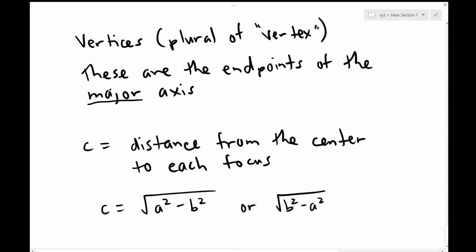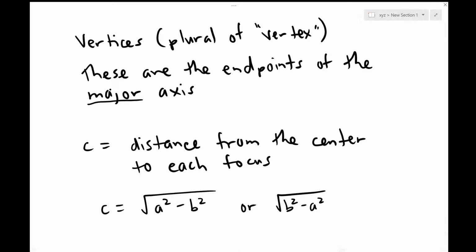We obviously want to make sure to subtract the smaller number from the larger one so that we're taking the square root of a positive value. We don't want to take the square root of a negative, since that would be an imaginary quantity. And c is never going to be imaginary. This is always going to be a real number. It's going to be an actual distance from the center to each focus.